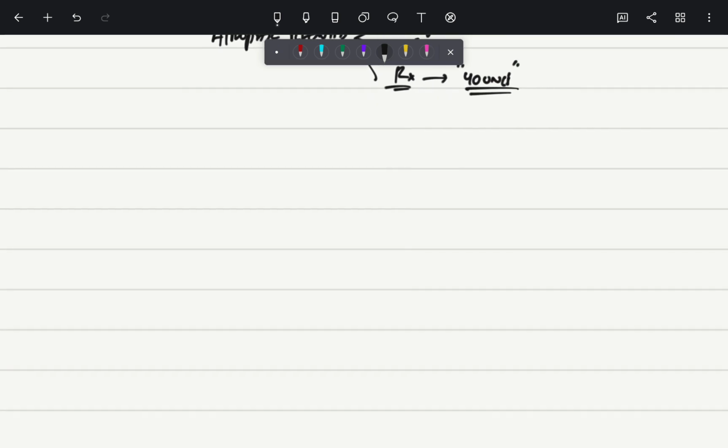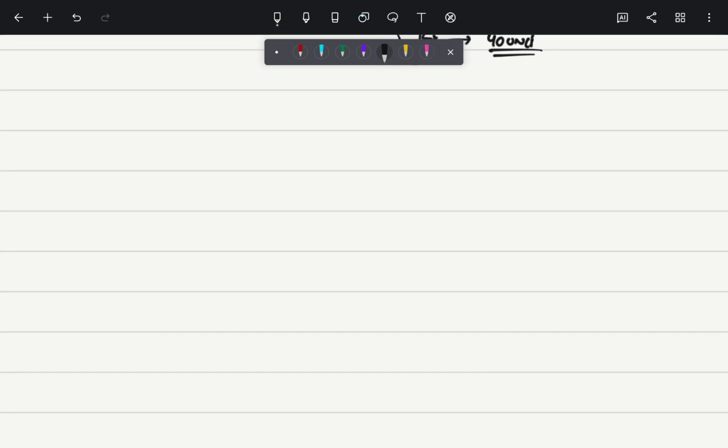So let's start with what is meant by atrophic rhinitis. Atrophic rhinitis is nothing but a condition in which there is progressive degeneration of mucosa and bone of the sinuses, or the turbinates.